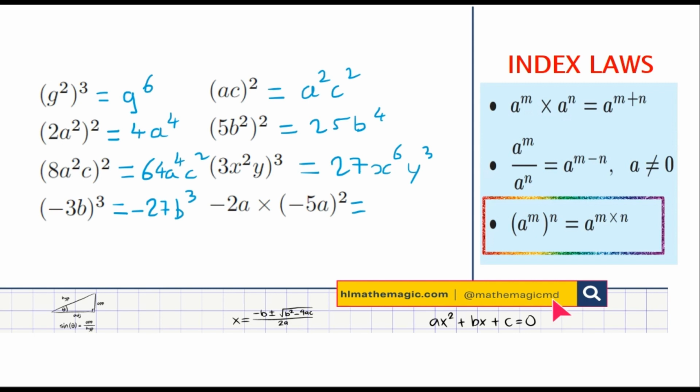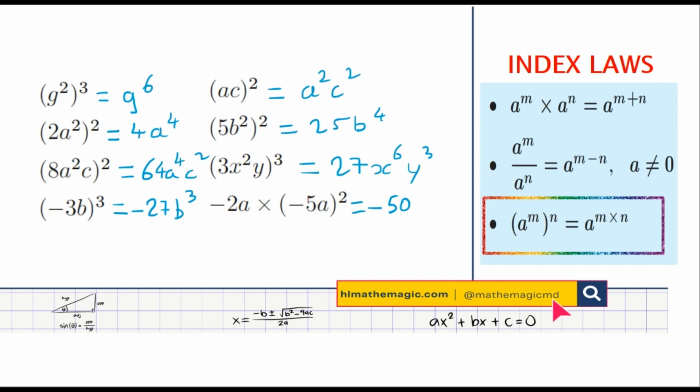And then for our last question here, I'd encourage you to first think about the positivity and negativity here. You have a negative times a negative squared. Now the negative squared is going to be positive, and a negative times a positive is a negative. So now that we've taken care of that, next let's look at the numbers. We'll have 2 times 5 squared. Now 5 squared is 25, and 2 times 25 is 50, so we can write 50 here. And then we have the a's, so we'll have a times a squared.